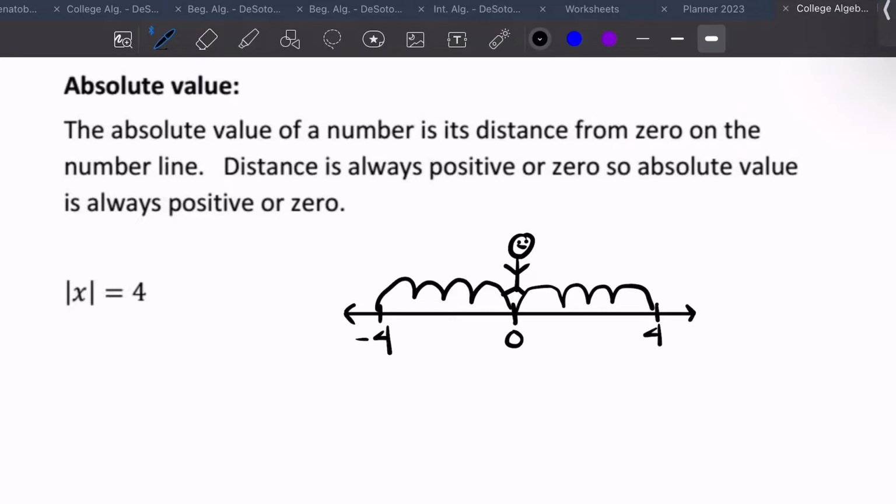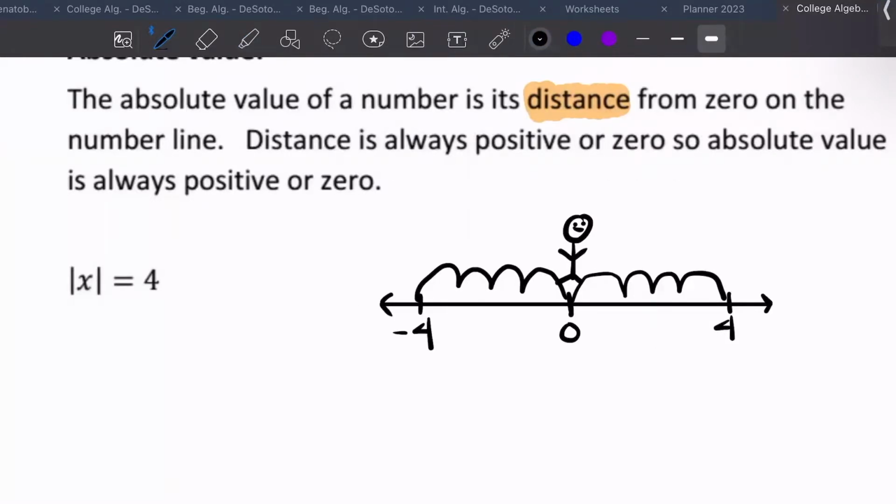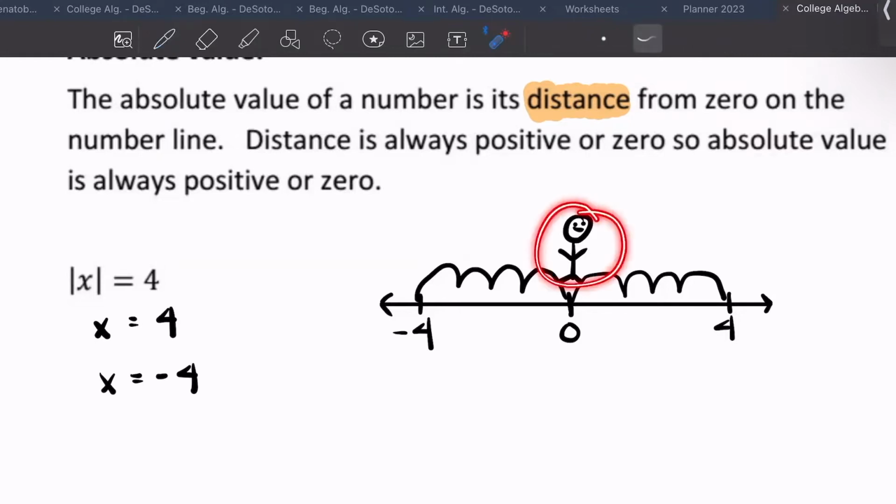Distance is always positive. It doesn't make any sense for you to say, oh, I went -4 ways to the left. I just went 4 ways. It just happened to be to the left. I still went a distance of 4. So that's why when we talk about absolute value, it's its distance from 0. It's kind of difficult to think about because distance is always positive, since it doesn't make sense for it to be negative. So we can say that x equals 4, or it can equal -4, because for both of those we traveled a distance of 4, like we did on our number line.